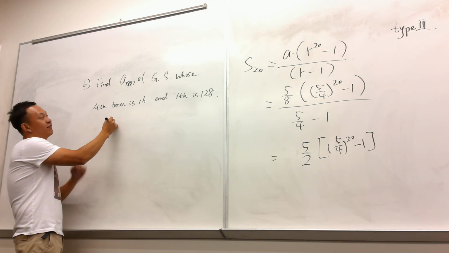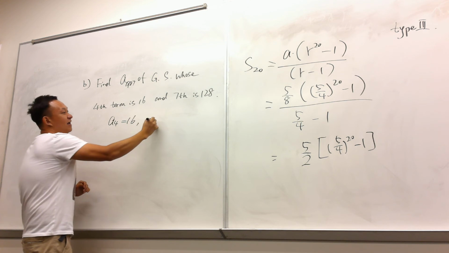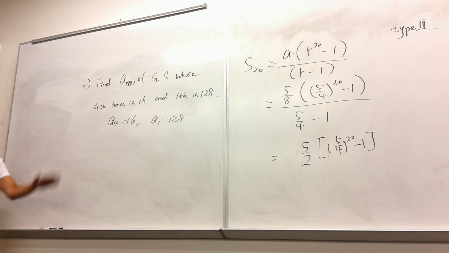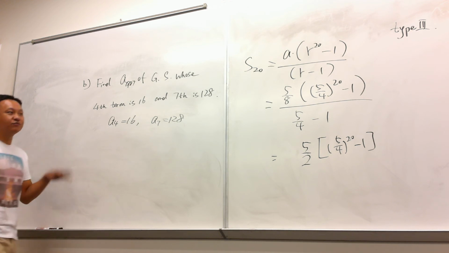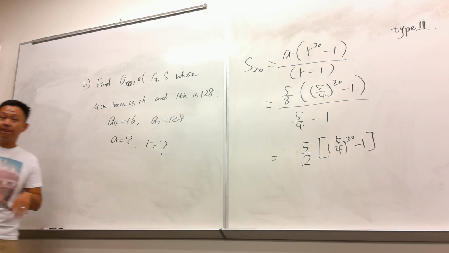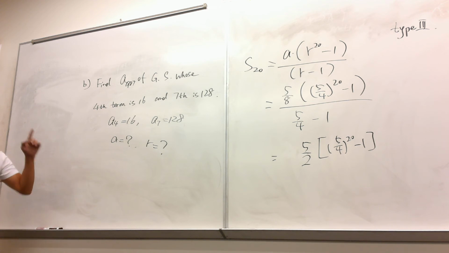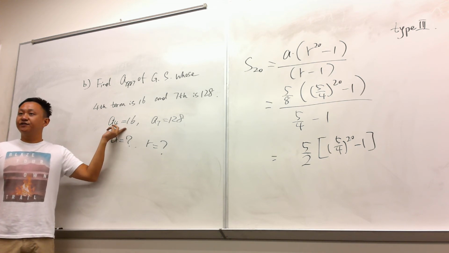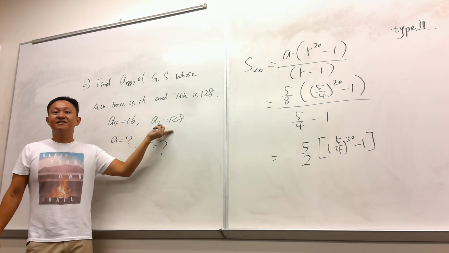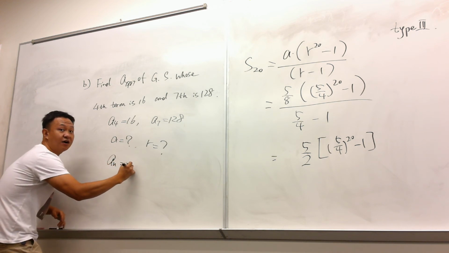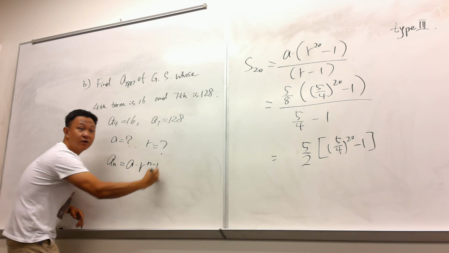Still, you have these two things. A sub 4 equals 16. A sub 7 equals 128. How are you going to deal with this kind of question? You still want to find what A is and what R is, right? What you're gonna do is very easy as long as you remember what I said here. You are going to represent A sub 4 using the general formula, and A7 using the general formula. The general formula for A sub n is A times R to the power of what? N minus 1. Am I right?